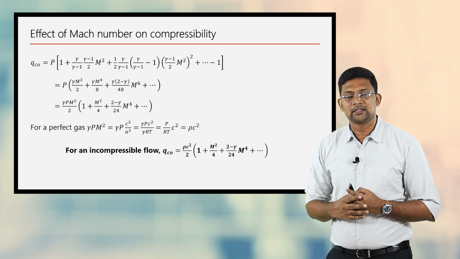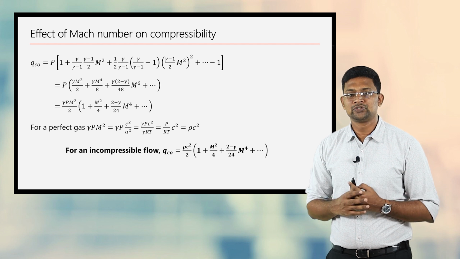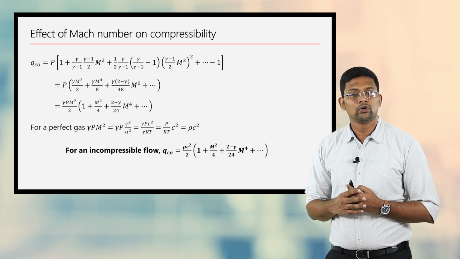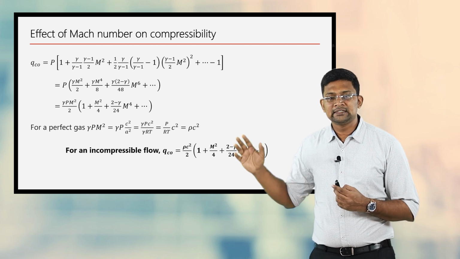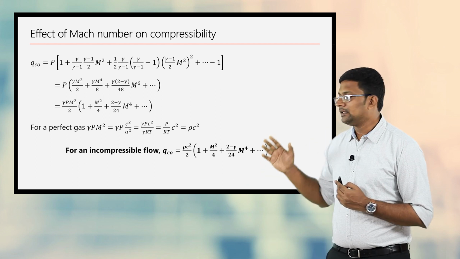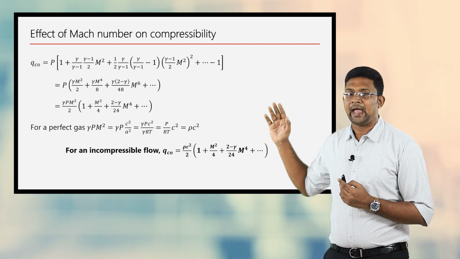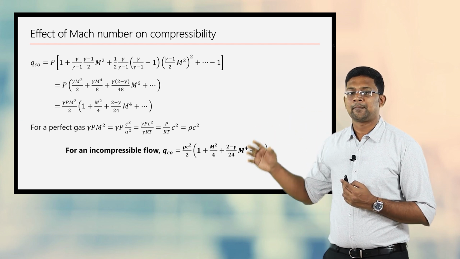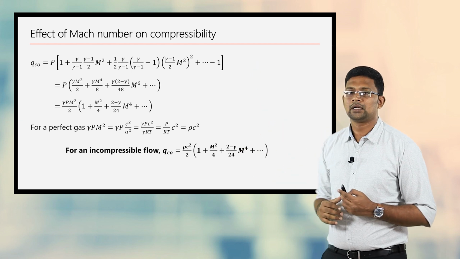Now let us substitute that back to our original equation for Q0. And for a compressible flow, the dynamic pressure Q0 is given as rho C square by 2 into 1 plus M square by 4 plus (2 minus gamma) by 24 M raised to 4 plus etc. So this is the expression for dynamic pressure Q0. If you examine this expression, you know that dynamic pressure Q0 is only dependent on the Mach number, provided we have a constant gamma. As there is an increase in Mach number, the compressibility increases. So that is how we define the effect of Mach number on compressibility.